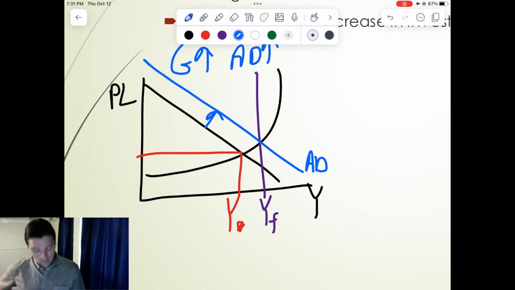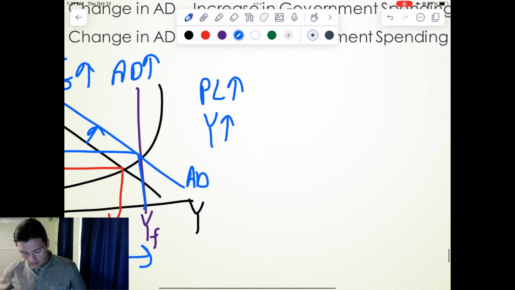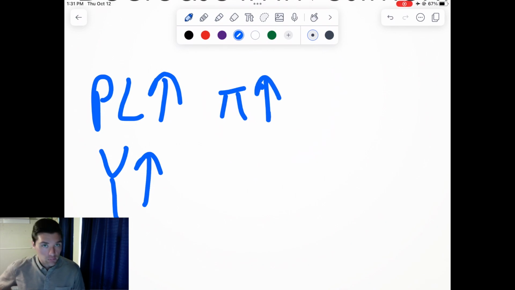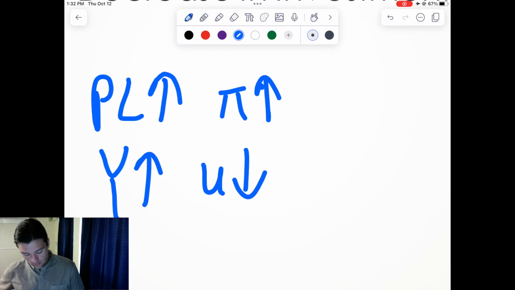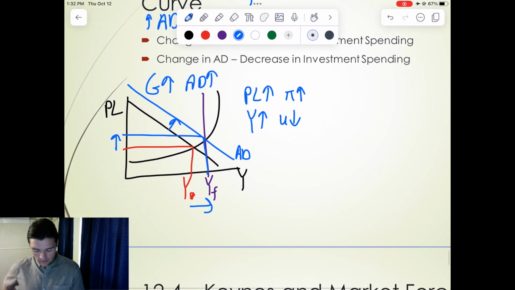Okay. So what happened to price level? Well, prices would go up on it, and then output would go up as well. So price level up, output up. If price level is higher, that means inflation is higher. And if output is higher, you need more people working, so unemployment could go down. And so what this means for the Phillips curve is this.